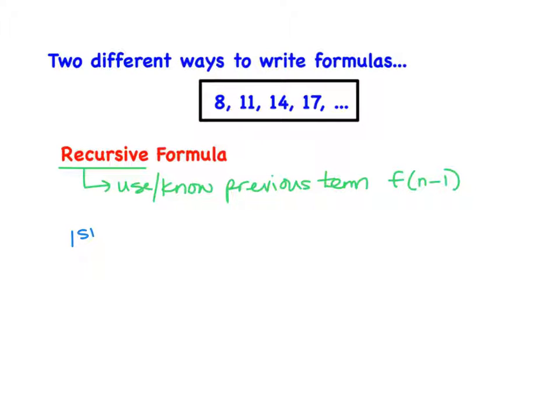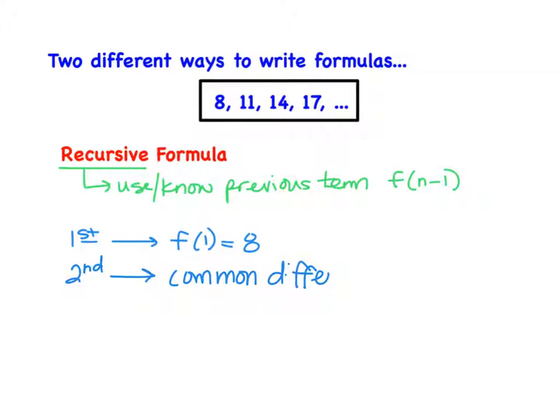The first thing I need to do is state what my first term is. So I'm going to call it f of 1 equals 8. I'm just looking up here at the top and determining that my first term is 8. The second step is to determine what my common difference is. I'm going to look at the pattern above, and I want you to pause the video and take a second to think, what's the pattern?